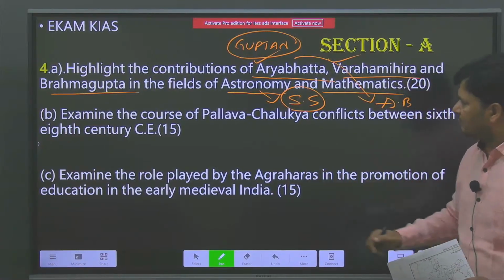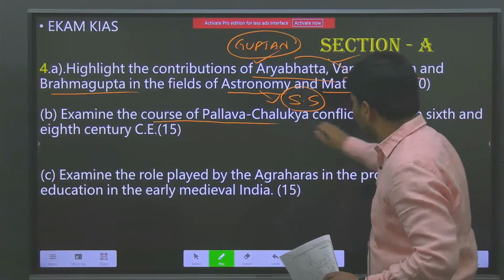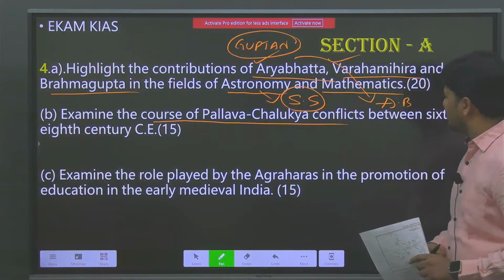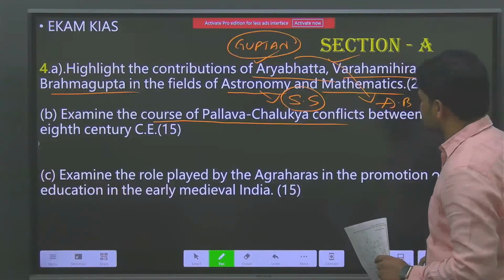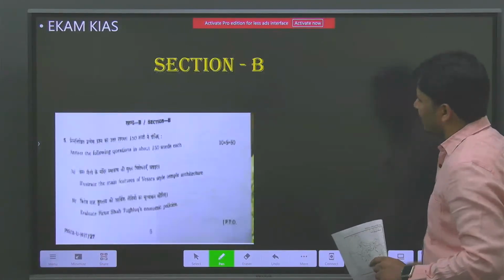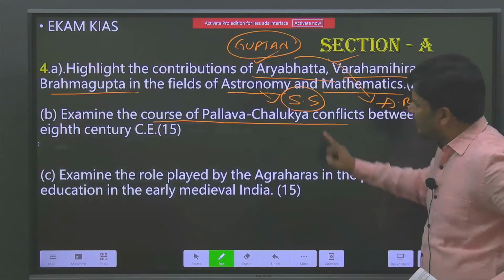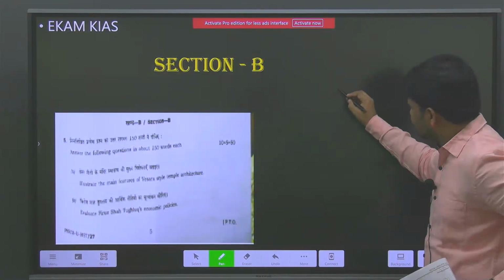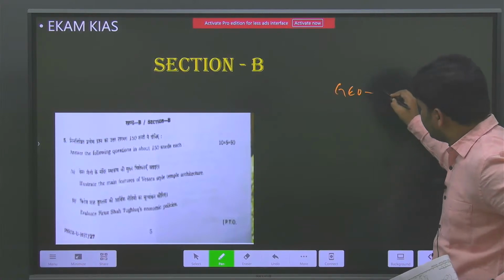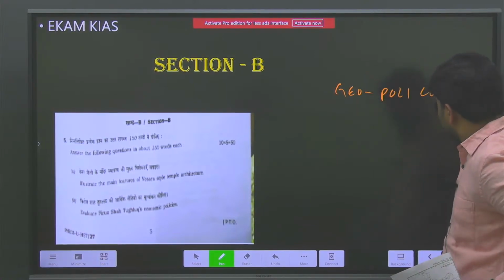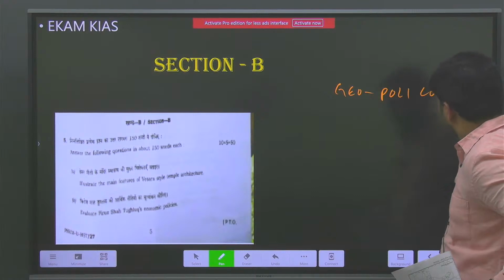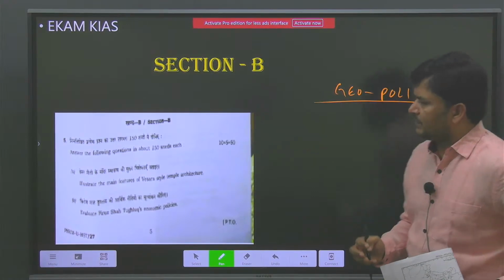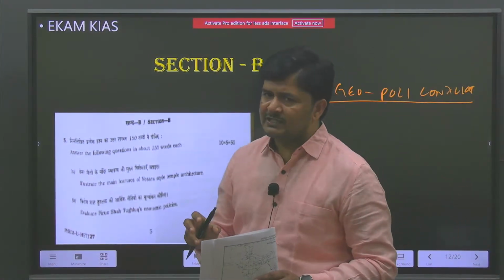Fourth B: Examine the course of Pallava Chalukya conflict between 6th and 8th centuries AD for 15 marks. When it comes to this particular question, we have learnt during classes under the tag called geopolitical conflicts. Geopolitical conflicts are nothing but political conflicts for the sake of geography.